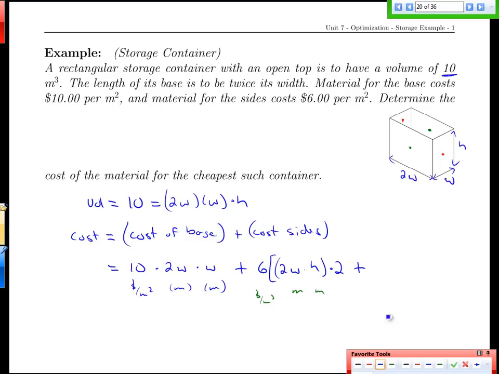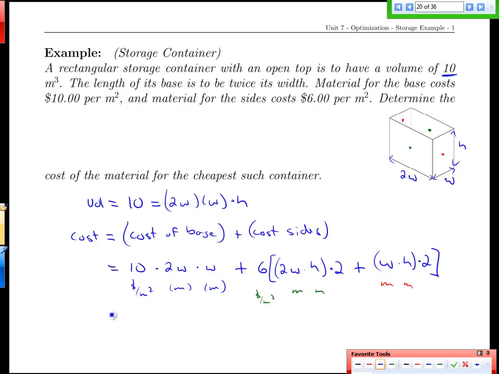And then we're also going to have the red dotted ones, which are going to be in meters and meters, of the W times H. And once again, there's going to be 2 of those, that side plus that side. So the cost of building the box will be 10 times the size of the base plus 6 times the 2 sides green dotted plus 2 times the area of the red dotted sides.